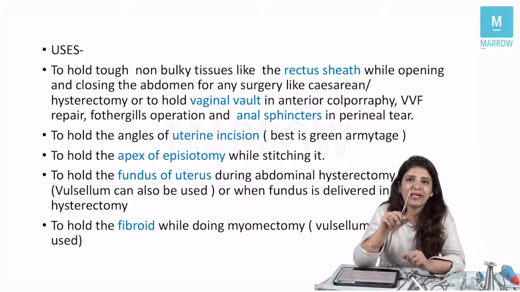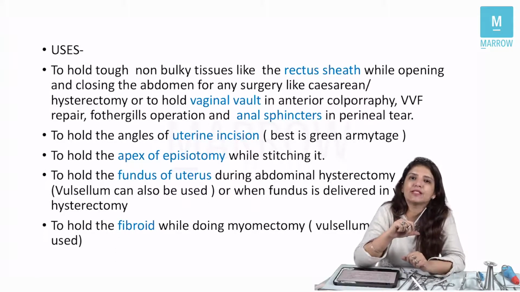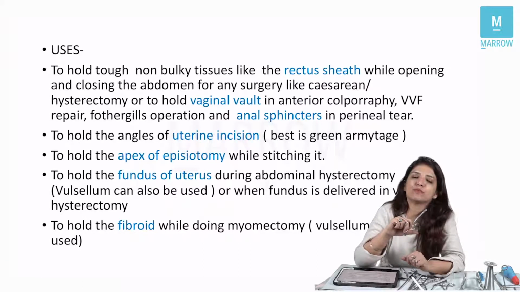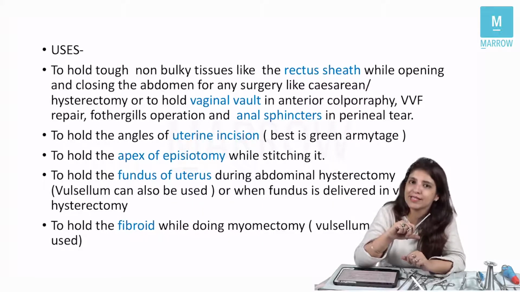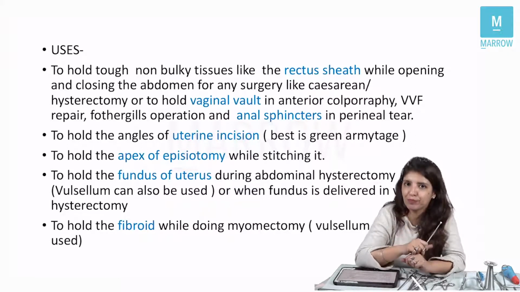Now the complete name of this is Alice tissue holding forceps. I told you that if the female is a pregnant female and you want to hold the lips of the cervix, then you use a sponge holding forceps. If the female is non-pregnant and multiparous, then you use a vulsellum. If she is nulliparous and non-pregnant, then you use a tenaculum.